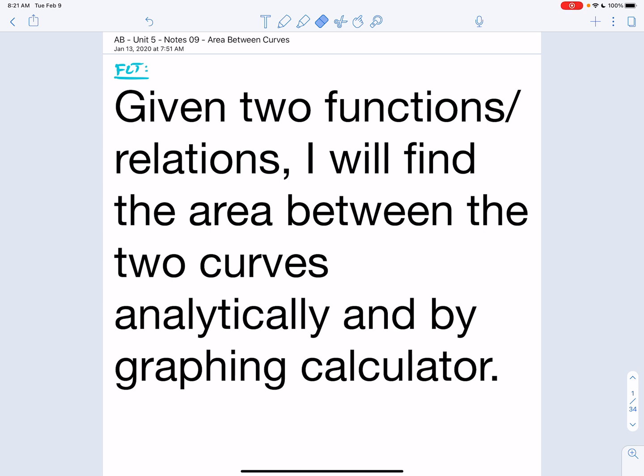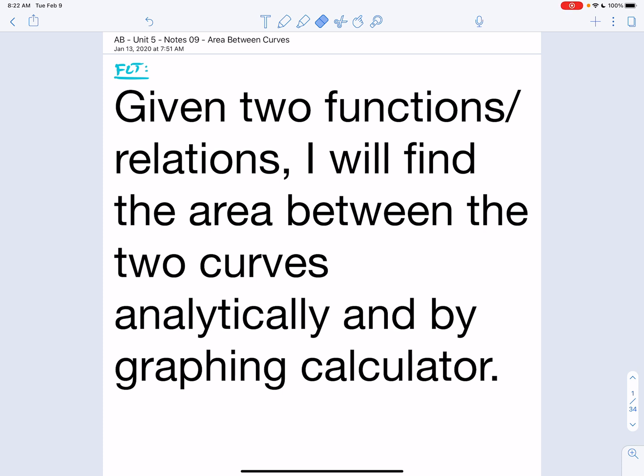Okay. Now, it's not just a matter of like introducing new conditions. You guys will soon see why it's beneficial to finding the area between two curves. You'll see the application behind it. But first, we got to work on the motor skills, right?